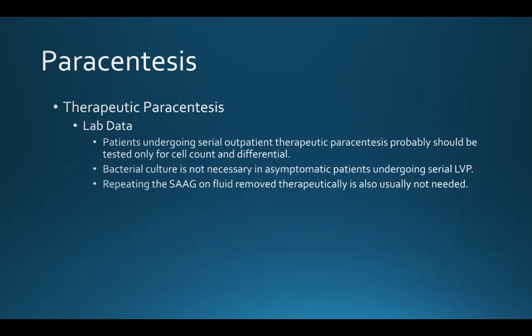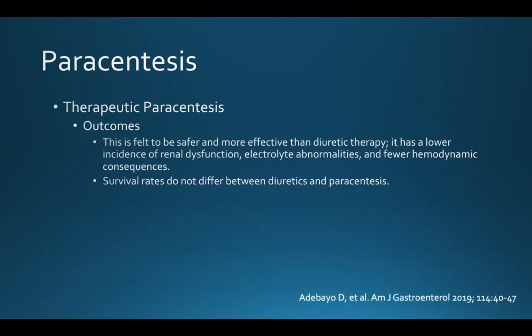In terms of lab data, patients undergoing serial paracentesis procedures should probably be tested only for cell count and differential. Bacterial culture is not necessary in asymptomatic patients, and repeating the albumin gradient on fluid removed therapeutically is also usually not needed. A therapeutic paracentesis is felt to be safer and more effective than diuretic therapy. It has a lower incidence of renal dysfunction, electrolyte abnormalities, and fewer hemodynamic consequences. Survival rates, however, do not differ between diuretics and serial paracentesis.